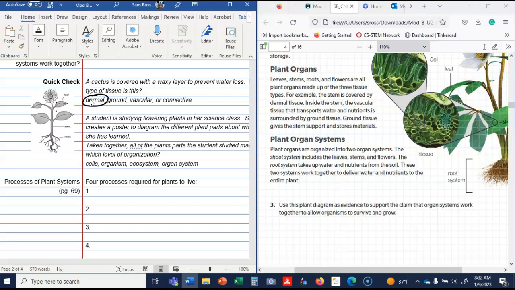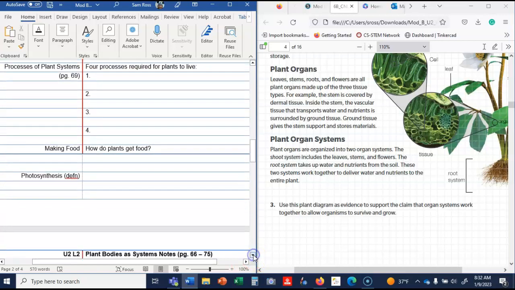Then it says a student is studying flowering plants in her science class. She creates a poster to diagram the different plant parts about which she has learned. Here is the poster. Taken together, all of the plant parts the student studied make up which level of organization? That's going to be an organism.